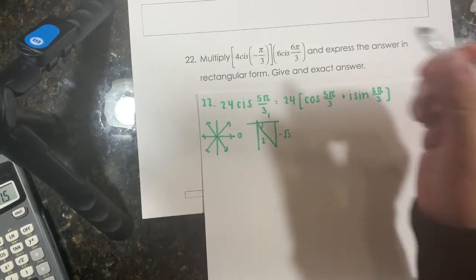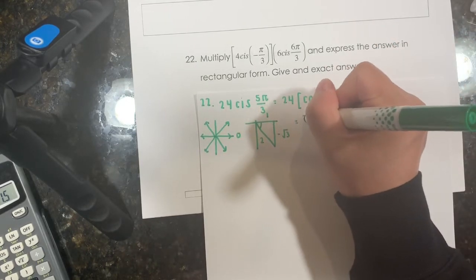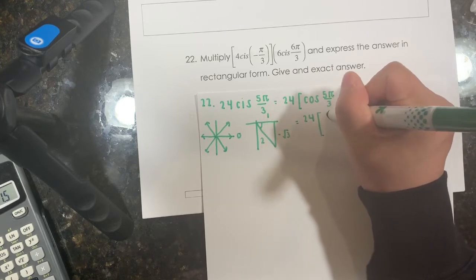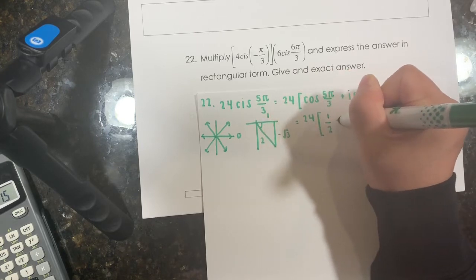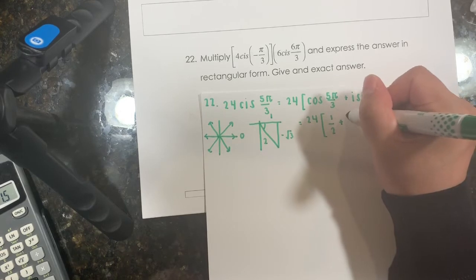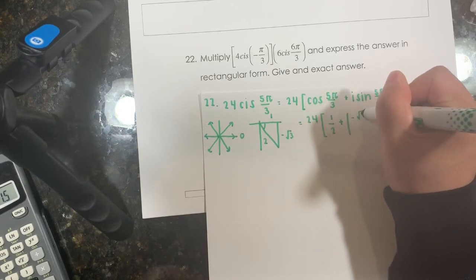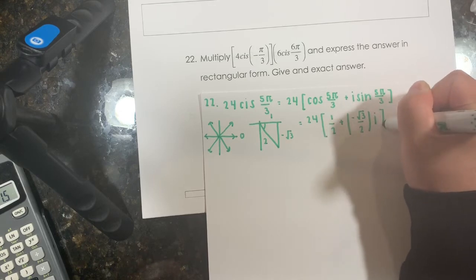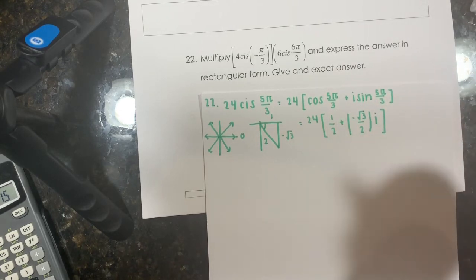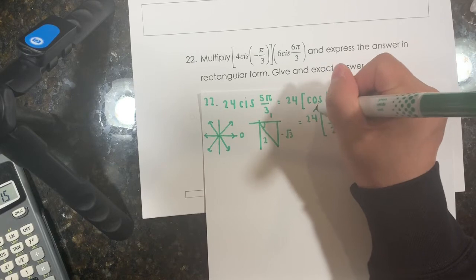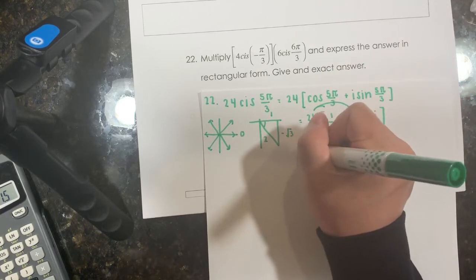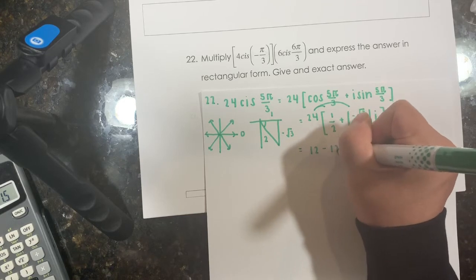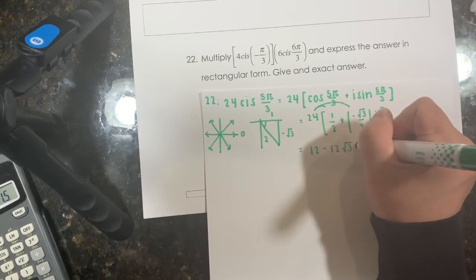Now the cosine of this triangle is going to be adjacent over hypotenuse, so that's going to be 1 over 2. The sine of this triangle is going to be opposite over hypotenuse, which would be negative root 3 over 2. And don't forget your i. And lastly, you just need to distribute your 24. So it's going to be 12 minus 12 root 3 i.